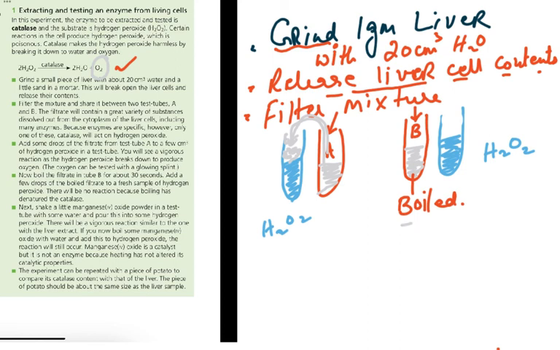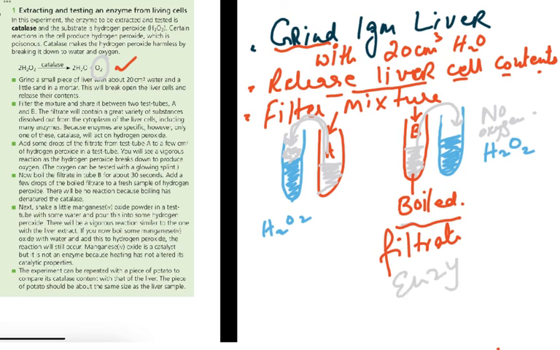Now in B, you're going to boil it. So you boil this filtrate, which contained catalase. And now you add this boiled filtrate to hydrogen peroxide, and there will be no reaction. So there will be no oxygen produced. Now, what does this show? It shows that the filtrate contained an enzyme, because enzymes will be denatured on boiling.